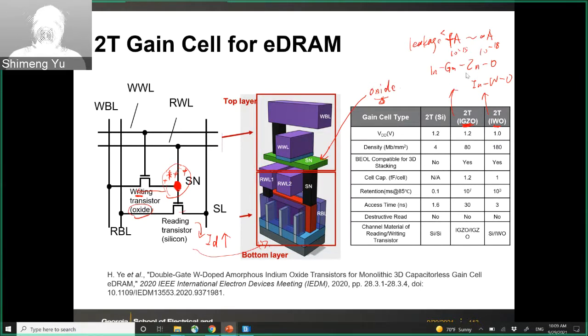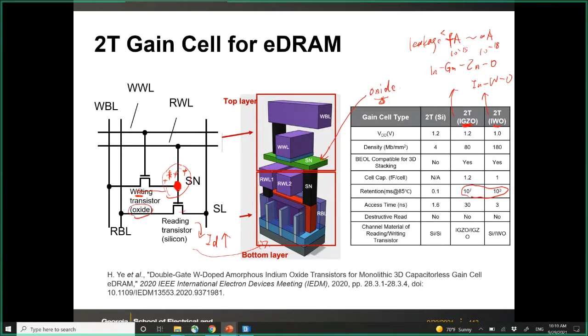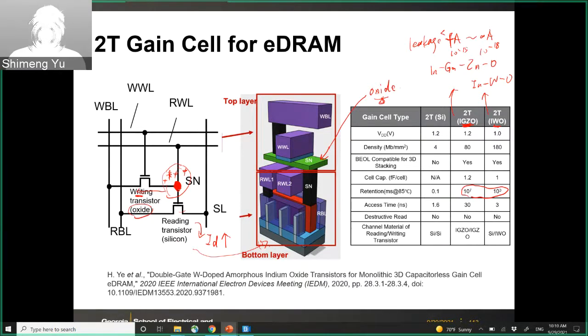This oxide channel has low mobility and a large band gap. Therefore, the leakage is low. In those demonstrations, I believe there are two papers, one from IBM, one from IMEC, and one from Professor Suman Datta's group. Then you can get a pretty long retention time, like 10 to the power of 7 milliseconds or 10 to the power of 3 milliseconds. So this is even better than standalone DRAM. So this can be a good candidate for building DRAM on chip.